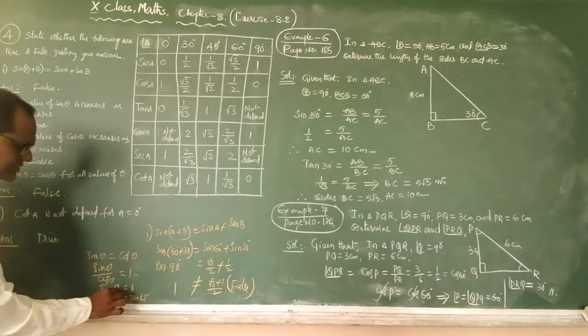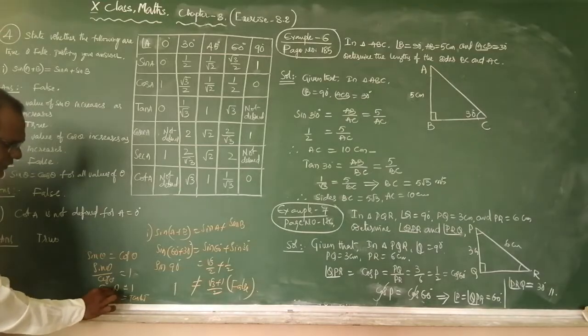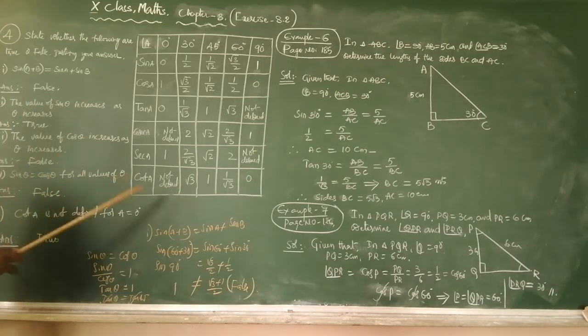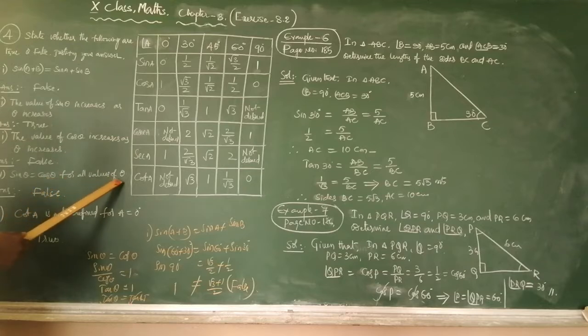Here tan theta equals 1, therefore theta equals 45. Only for theta equals 45 degrees is it true. It is not true for all values of theta. For all values of theta it is a false answer. Only for theta equals 45 degrees is it true. That's why sin theta equals cos theta for all values of theta is a false answer.